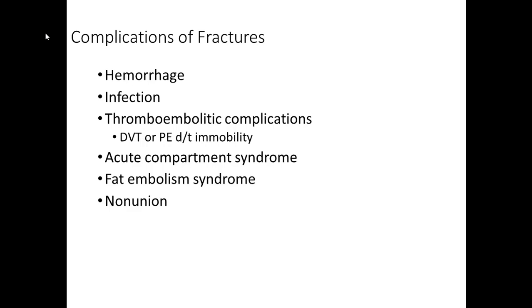Another risk is non-union. If there's a fracture and it's not healed within 6 months, that's considered non-union because it should be healed within those 6 months. What else are we gonna see? Fractures, complications. Crush syndrome. We go back to the rhabdomyolysis. You might see shock or even kidney failure because these patients are experiencing crush syndrome.